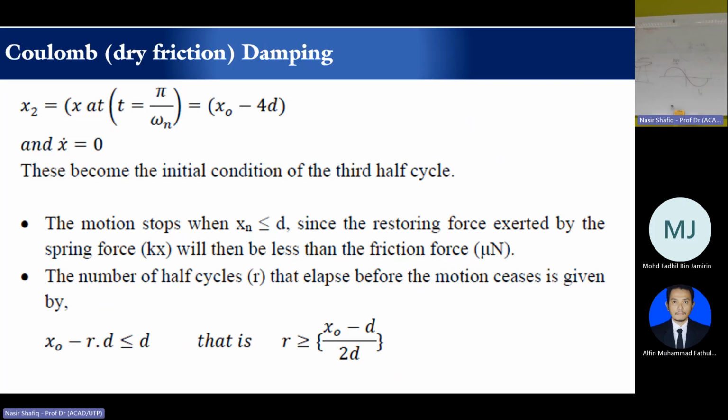So these become the initial conditions of the third half cycle, and because the amplitude is decreasing, the motion stops when x n is less than or equal to d, since the restoring force exerted by the spring will then be less than the friction force. So the number of half cycles r that elapse before the motion ceases is given by x naught minus r d should be less than or equal to d. So r will be equal to the number of half cycles, (x naught minus d) upon 2d.